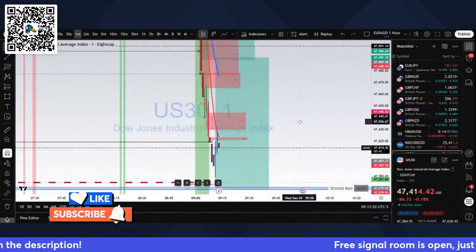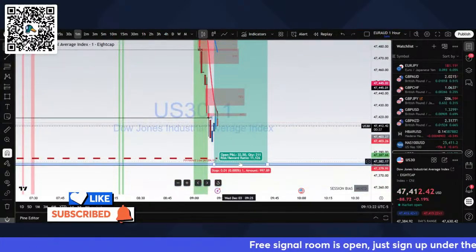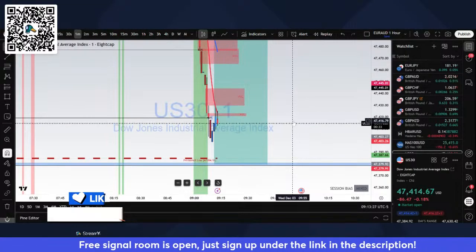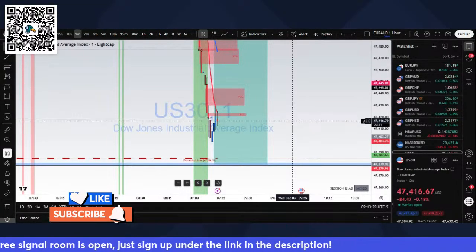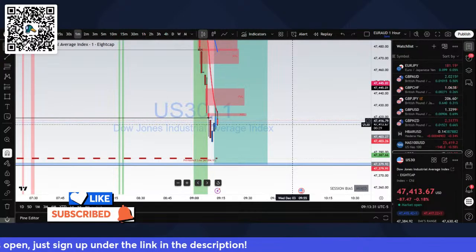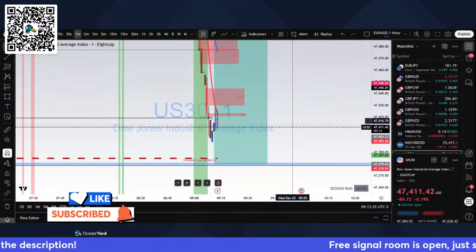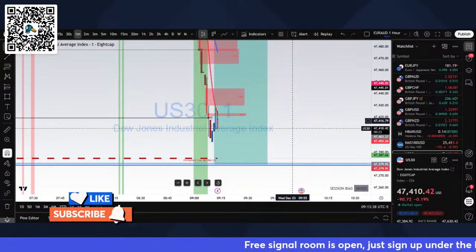All right. So we got 2 entries. I'm waiting to see if we get a third one. I want to touch this blue box, and I'll take a third buy. Other than that, we're just waiting for New York Open to drive it up or drive it down, whatever it's going to do. I think it's going to go up, but we'll see.